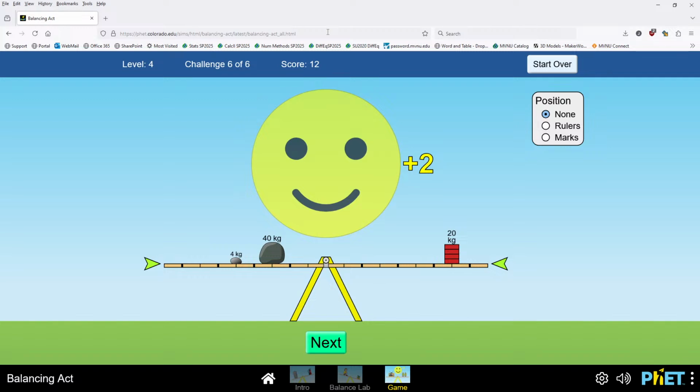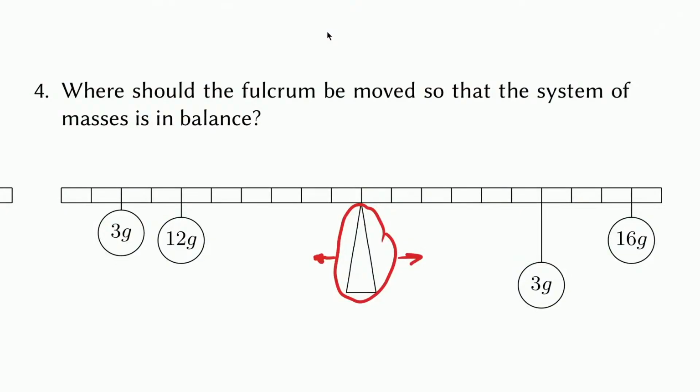Okay, so here's the point. So the rest of these are less interesting because they're very similar to what we just did, is where do you put a 15-gram mass to make this balance, and where do you put, yeah, so that's boring. This one, though, is the interesting one. Where should the fulcrum be moved? So let's actually work this out. In other words, I'm going to take that fulcrum, this triangle here, and I'm going to move it either left or right to get this thing to balance. So there it is, number 4.